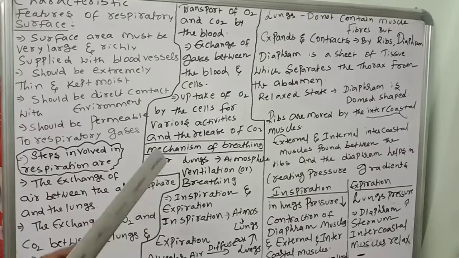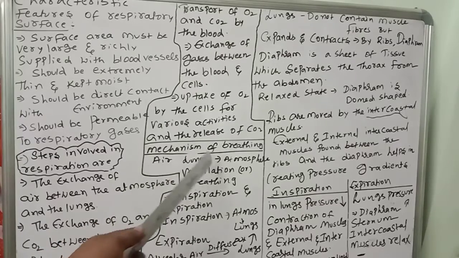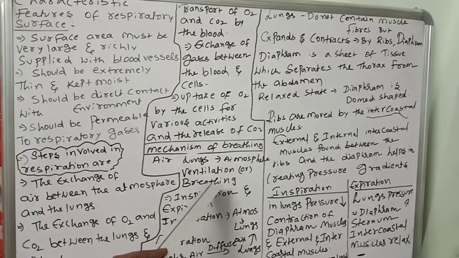Okay. Now, the mechanism of breathing. What will be there in the mechanism of breathing? The air will be exchanged between the lungs and atmosphere. So we will see ventilation, or breathing, in the first part of respiration. What is ventilation and what is breathing? Inspiration and expiration together are called ventilation, also breathing. Inspiration is also called inhalation, and expiration is also called exhalation. Inspiration means atmospheric air enters into the lungs. Expiration means alveolar air diffuses out from the lungs.